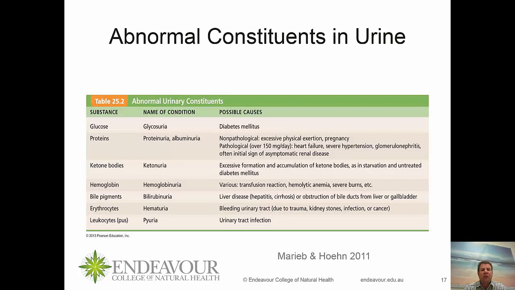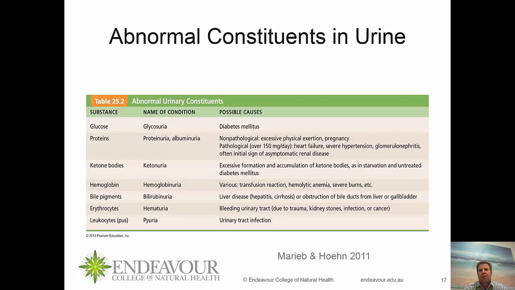Erythrocytes, or hematuria. So when blood cells appear in your urine, it's usually indicative of, again, a urinary tract infection, or trauma to the kidneys, or kidney stones itself. So the trauma is related back to the kidney stones physically damaging the insides of your kidneys. And the other big one that they look for in terms of urine is the presence of white blood cells, leukocytes. And that's a strong indicator of a urinary tract infection.